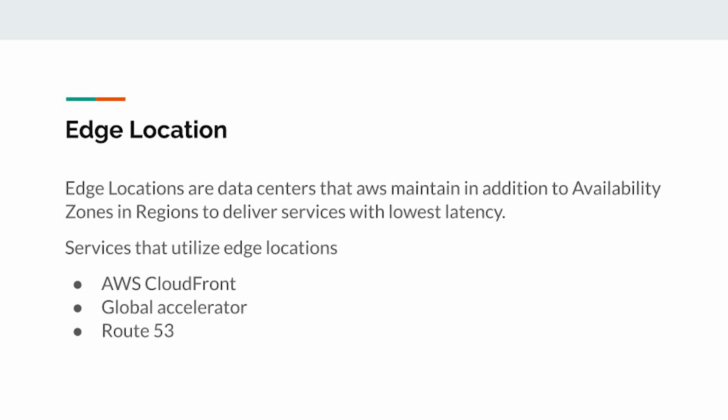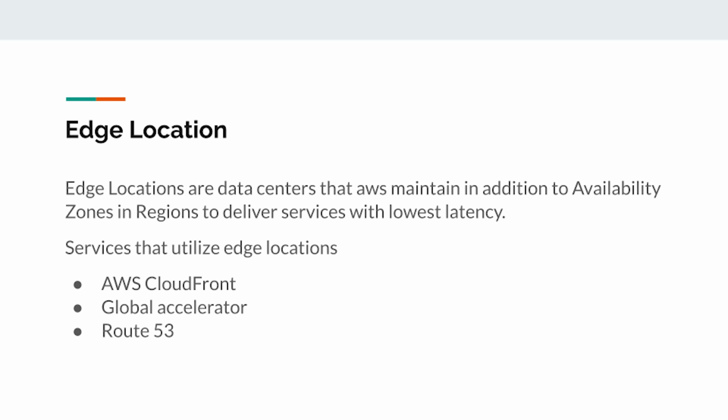Next topic, edge location. Edge locations are data centers that AWS maintains in addition to availability zones and regions. The purpose is providing a closer connection to the users. The services that utilize edge locations are AWS CloudFront, Global Accelerator, and Route 53. CloudFront uses edge locations to cache content closer to the customers. Caching data closer to the customer is called a Content Delivery Network.